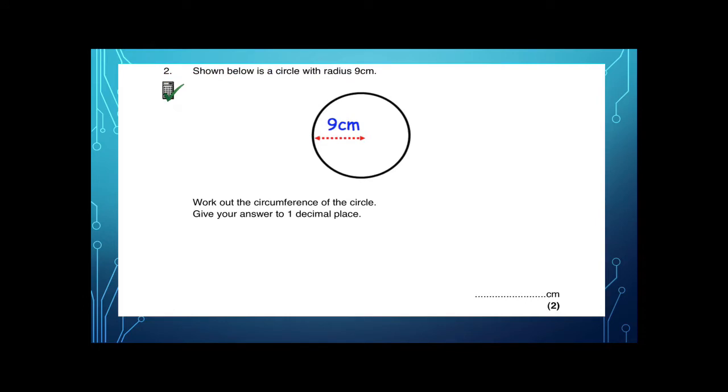This time we're given the radius, and that means the diameter is twice the radius, so that diameter is 18. So again, let's write down the formula. Circumference is approximately equal to pi times the diameter. I'm going to use 3.14. 3.14 times 18 is 56.52, and correct to one decimal place, that is 56.5.